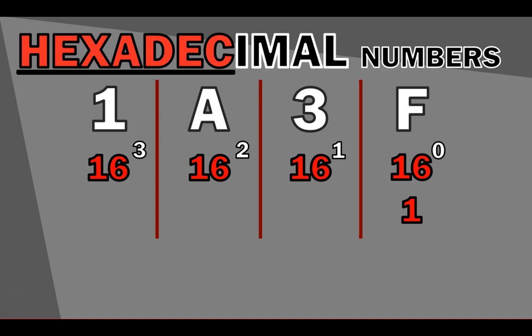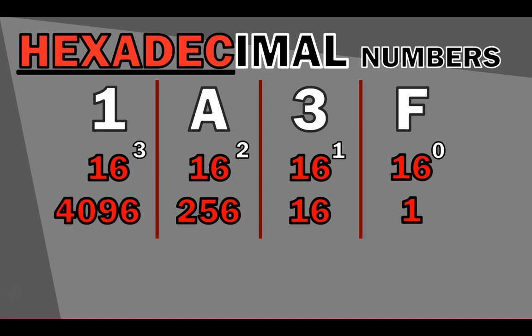The second column is 16 to the power of 1, which represents the 16s. The third column is 16 to the power of 2, which represents the 256s. And the fourth column is 16 to the power of 3, which represents the 4096s. And so this would continue if we had more digits in our hexadecimal number: 16 to the power of 4 or 16 to the power of 5 and so on.